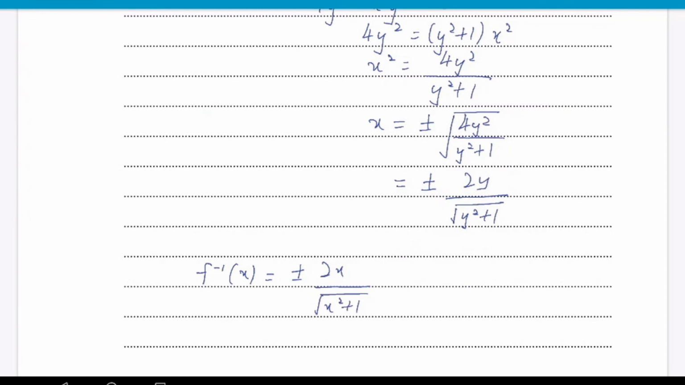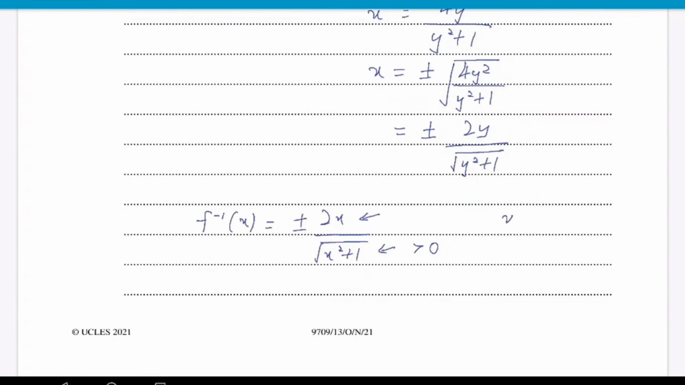So you can see here, this one is surely positive already. So this numerator is the one which determines whether it's a positive or a negative. If this is a positive, it means that when x is positive, the F inverse is also a positive.